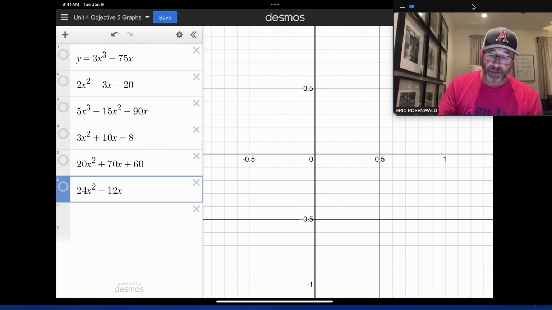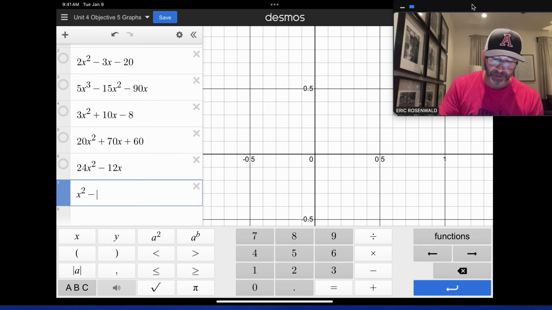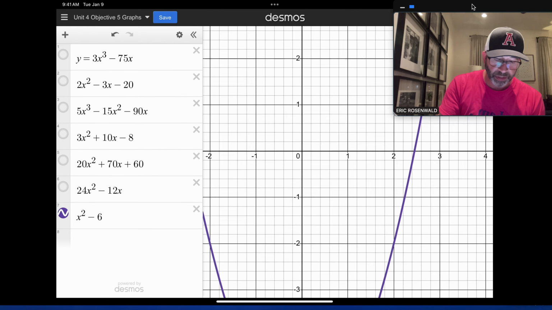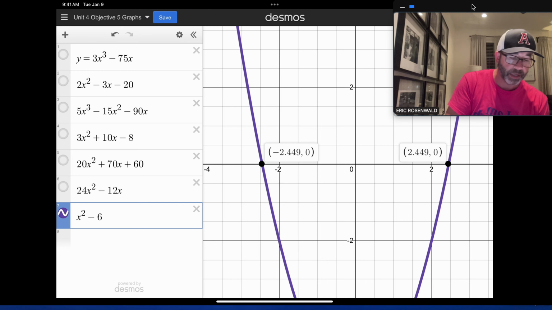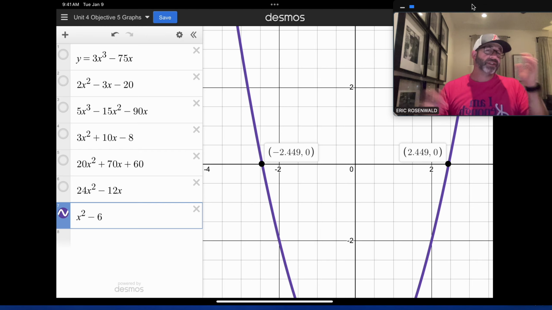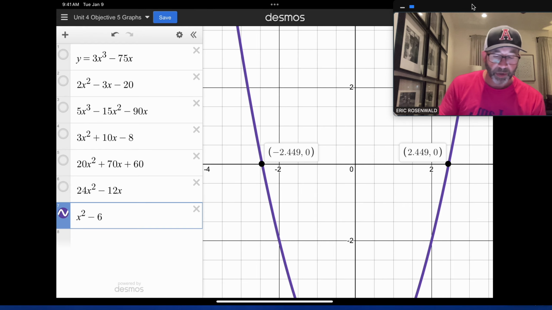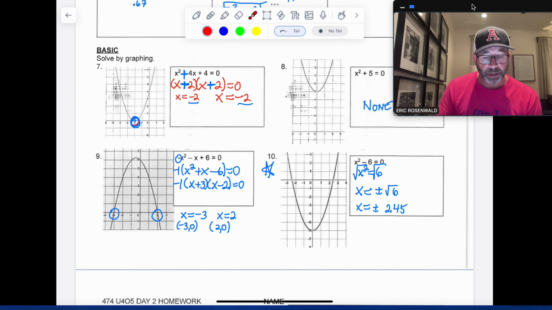If you look on your graph here, I'm going to go ahead and type this one in. When we get x squared minus 6, you can see from the graph that we get the same values that we just saw: negative 2.449 and positive 2.449. So we get the same value on both sides. It's just a little bit different, nothing too crazy, but you guys can handle it. But that's it. So anyways, hopefully this helped.